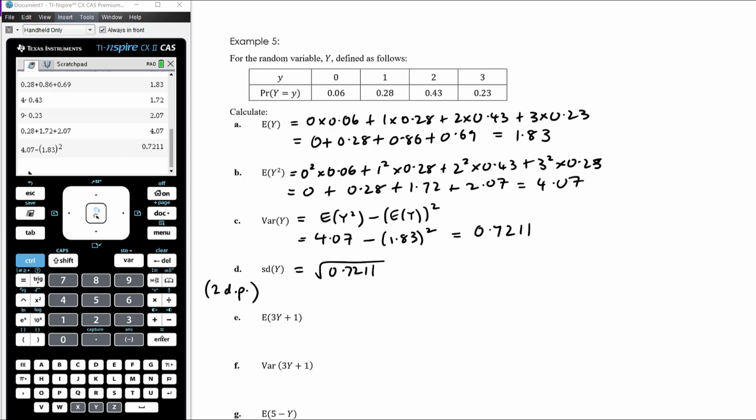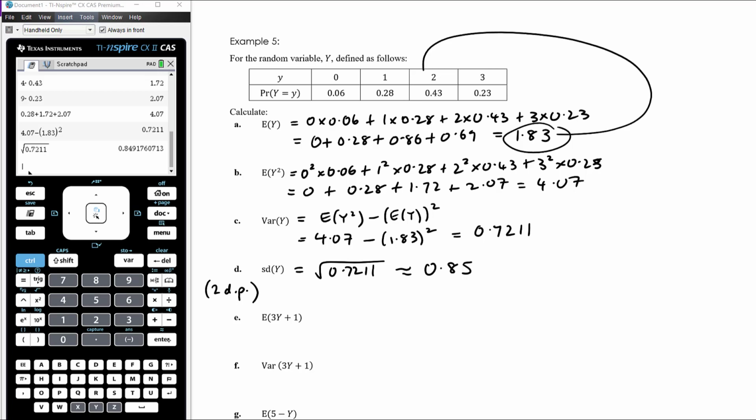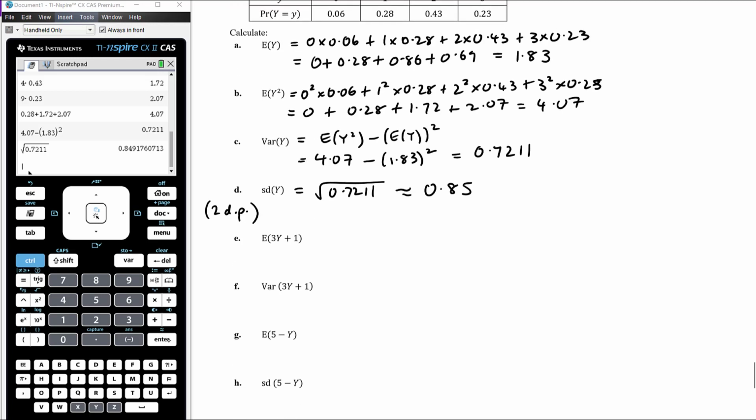I haven't rounded anything up to this point, but this one's going to need rounding because it's an irrational number. So let's go with 0.85. It's the standard deviation of y. So on average, each data value is 0.85 away from the mean. Our mean is 1.83, somewhere here. If we were to average the distances away from the mean, you should find that it's 0.85.